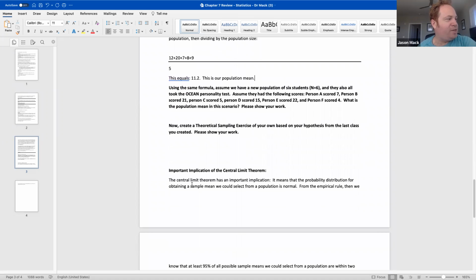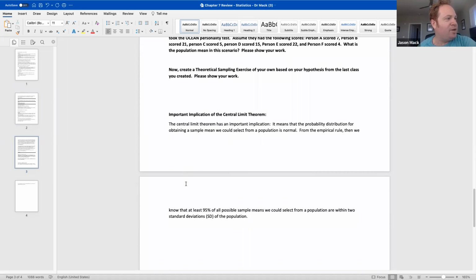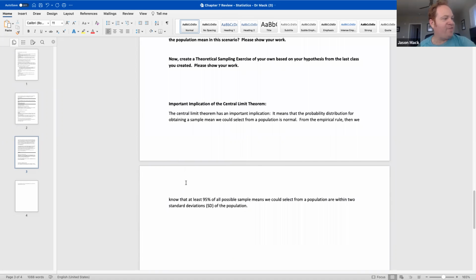Some important implications of the central limit theorem. The central limit theorem has an important implication. It means that the probability distribution for obtaining the sample mean we could select from a population is normal. From the empirical rule, we then know that 95% of all possible sample means we could select from a population are within 2 standard deviations of that population.